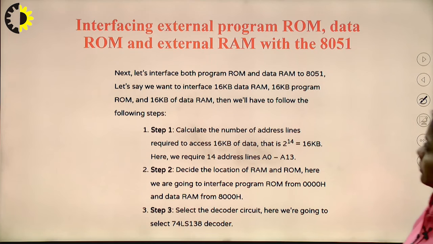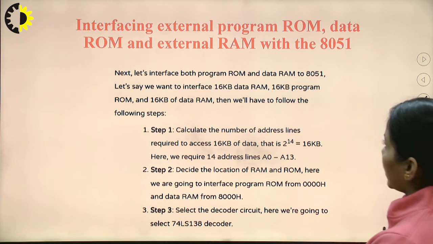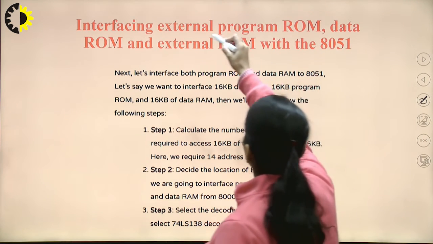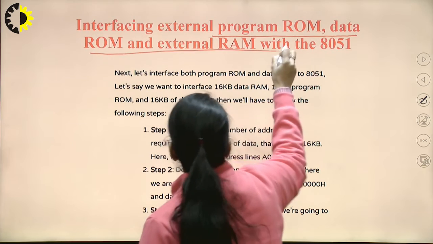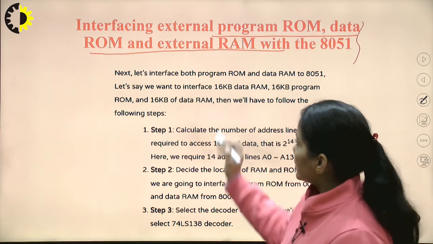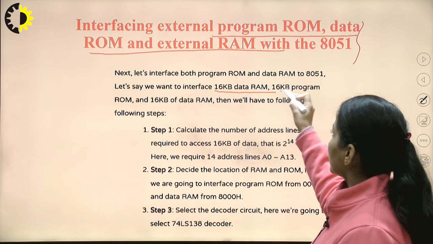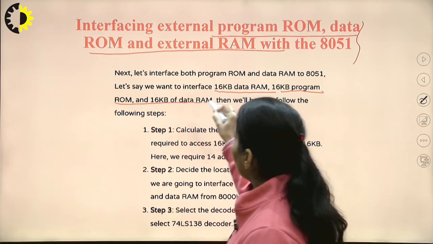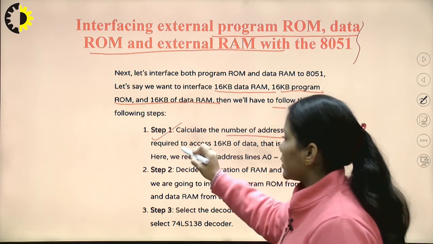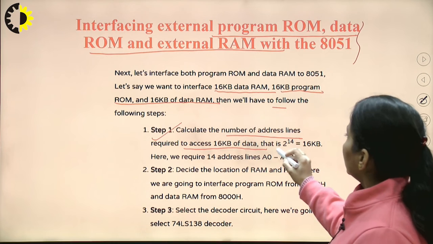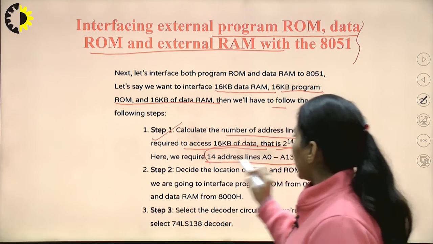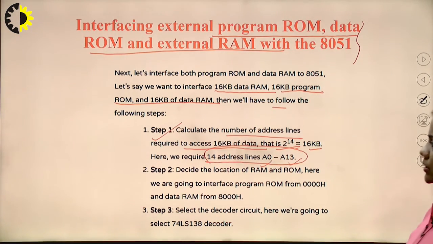So, how to interface external program ROM, data ROM and external RAM with the 8051 in one. If we want to connect all these at once, let's say we want to interface 16 KB data ROM, 16 KB program ROM and 16 KB of data RAM, then we will have to follow these steps. Step 1, calculate the number of address lines required to access 16 KB of data, that is 2 raised to power 14. 16 KB requires 14 address lines. So now we know that we have to use A0 to A13 as address lines.